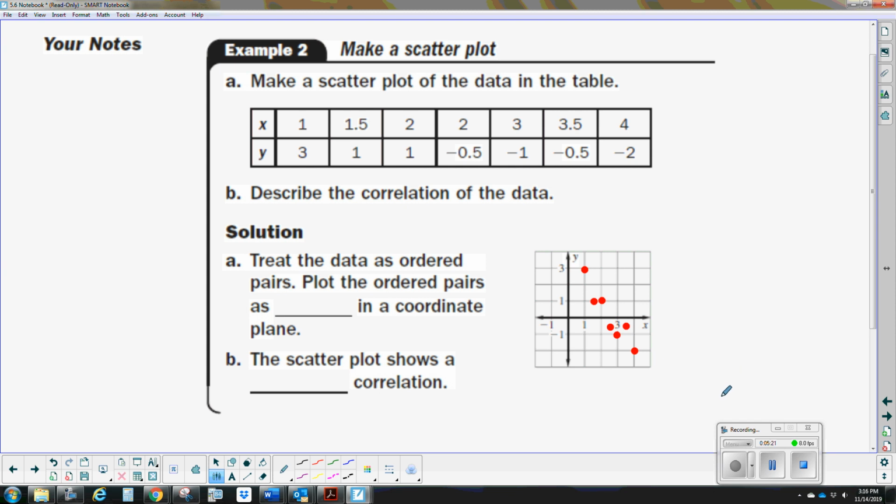So let's just look at these points. And by looking at this, I could draw a line that's pretty close to all of them. And the line that I draw is going to end up going down from left to right. When you draw a line of best fit, you want it to be as close to all of the points as possible.